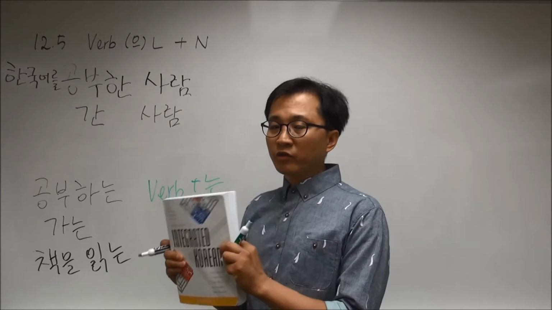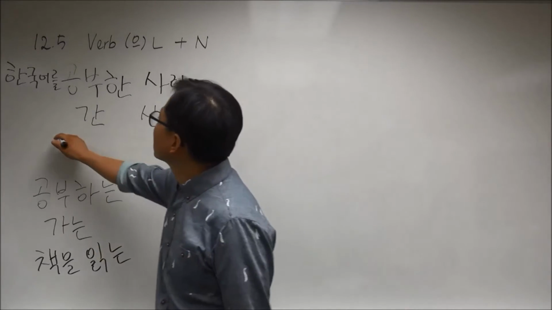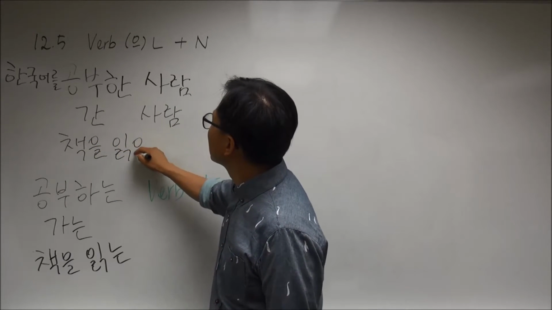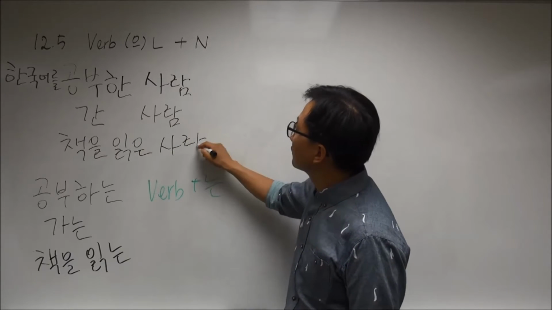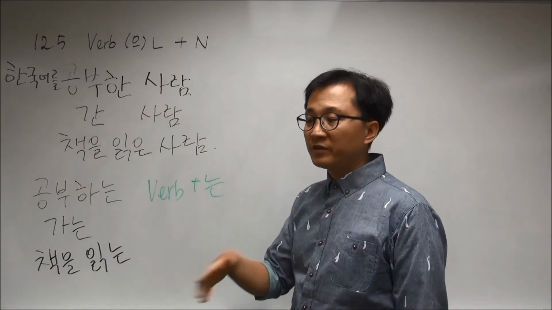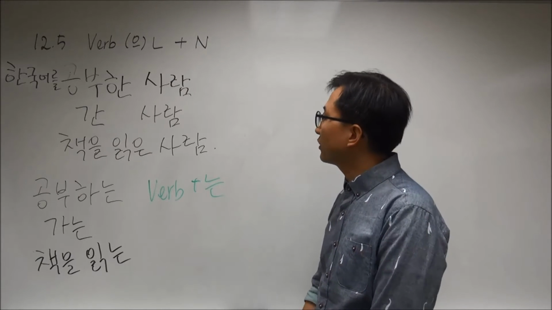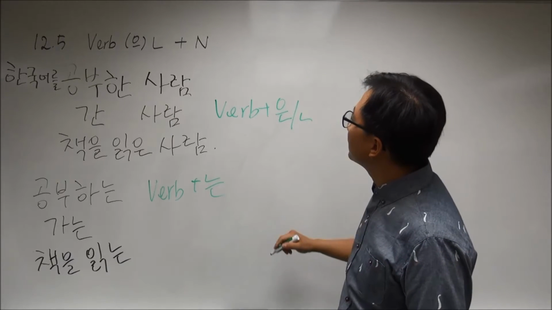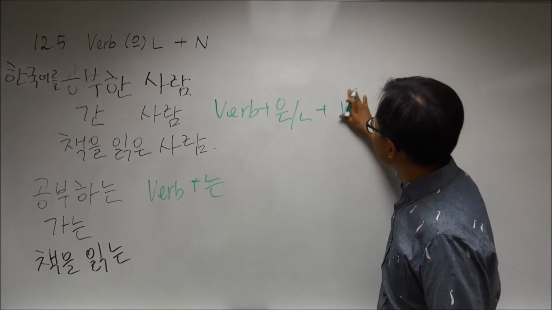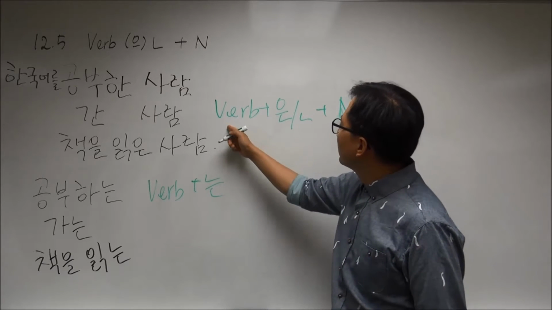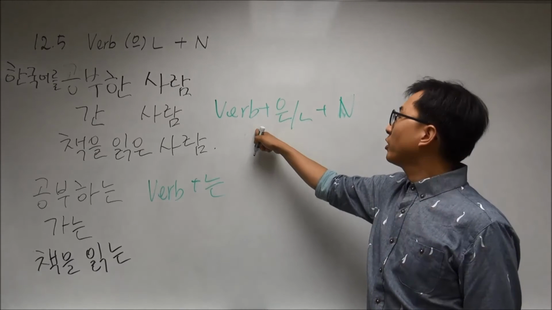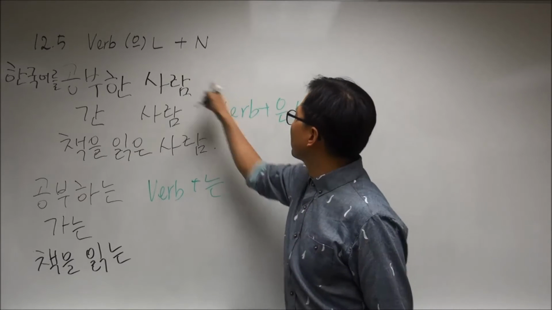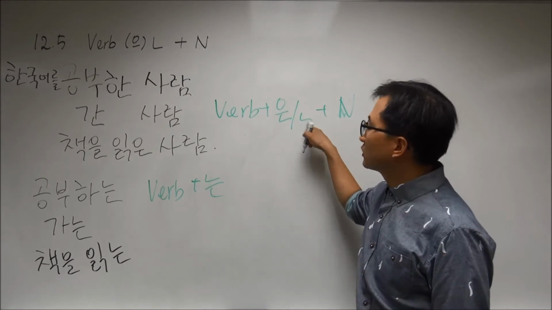And a person who read this book, finished reading. 책을 읽은 사람. So for the event that is already done, finished event, we use 은 or ㄴ plus noun. So before a noun, we use verb stem followed by 은 or just ㄴ. The same thing. We can write this way or this way. So verb 은 or just ㄴ.